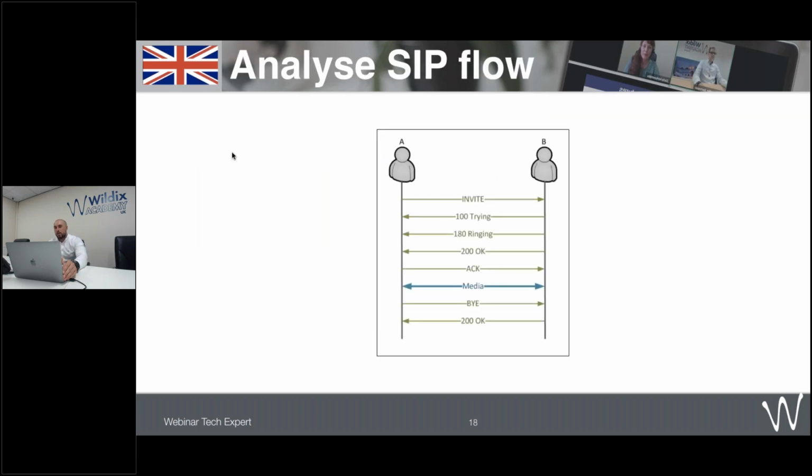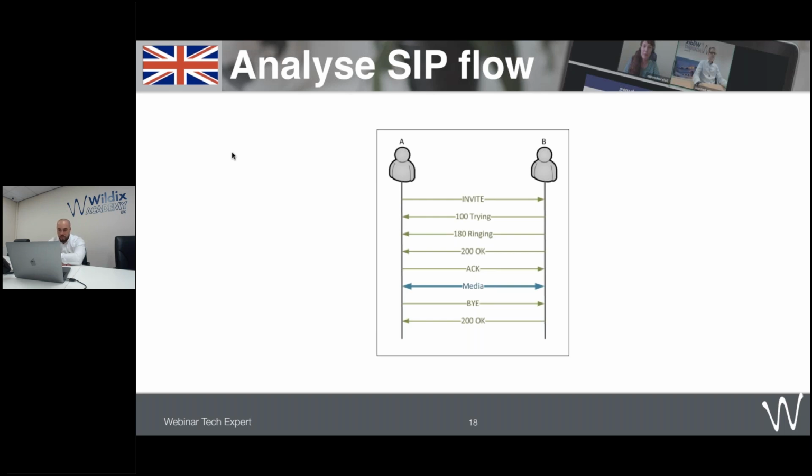Okay, so analyzing a SIP flow. This is a basic SIP flow, so you get an INVITE, 100 Trying, 180 Ringing, 200 OK, acknowledgement, media, then you'll get the BYE message and 200 OK.